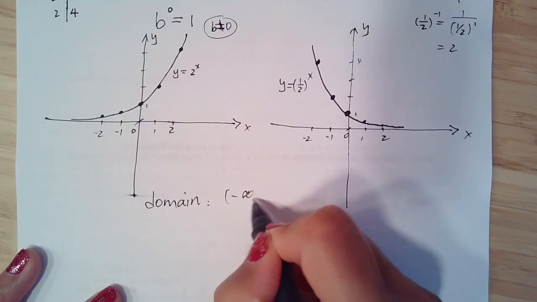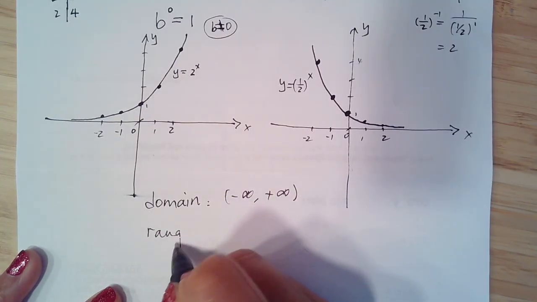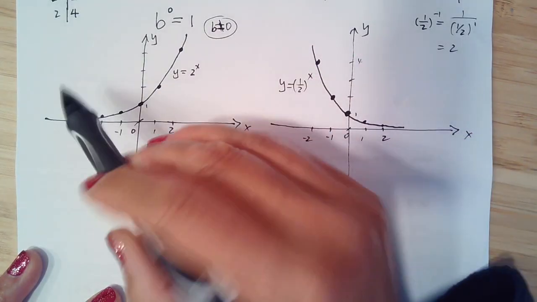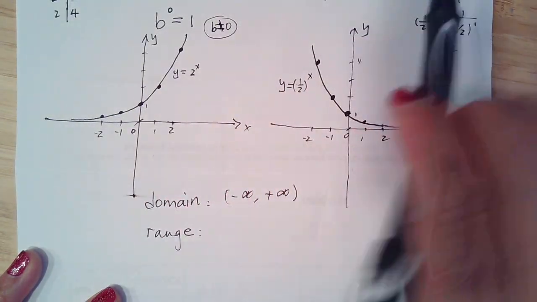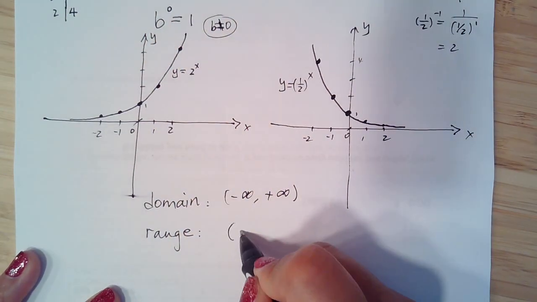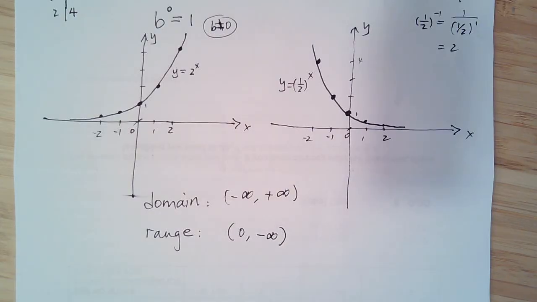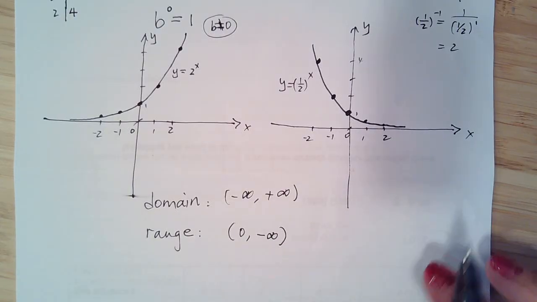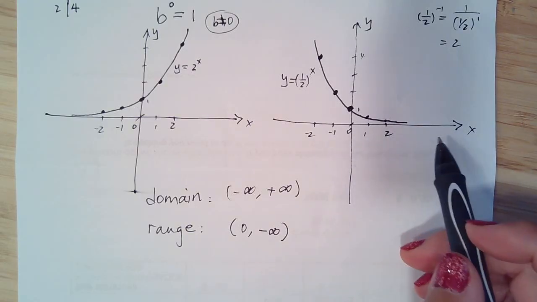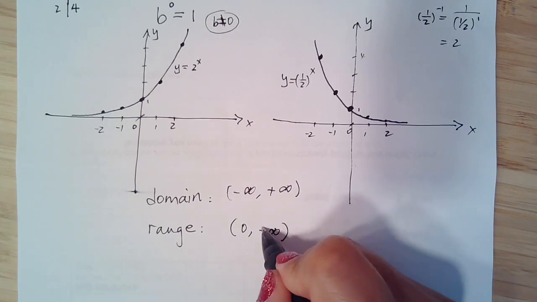Negative infinity to positive infinity, that's the domain. And what about the range? Depends, right? This one is increasing, this one is decreasing, but the range is what y values can be. See, they're all above 0. It's all positive, and we don't touch the x-axis, it's just the asymptote. So the range is 0 to positive infinity.